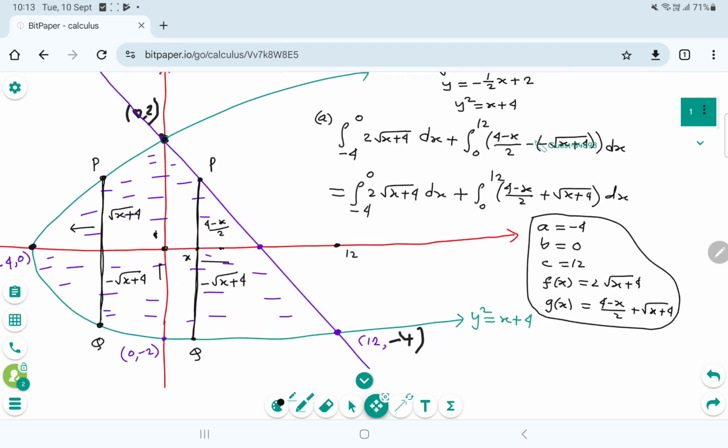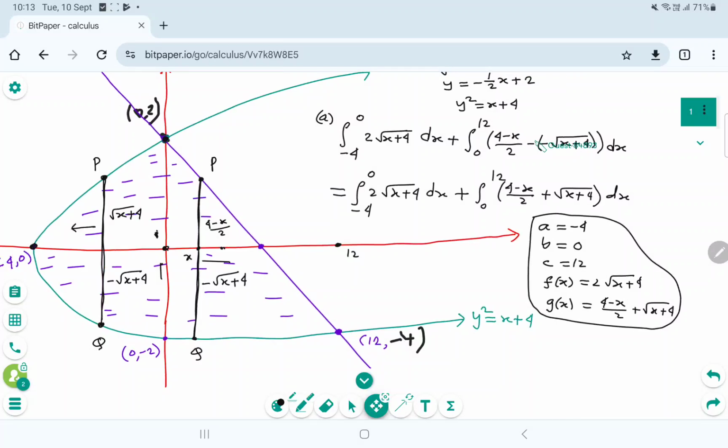Wait, let me write that in. Okay, I did it. Let me just check that it's right. Yes, so that part is correct. Okay, great. Now we move to the next part.